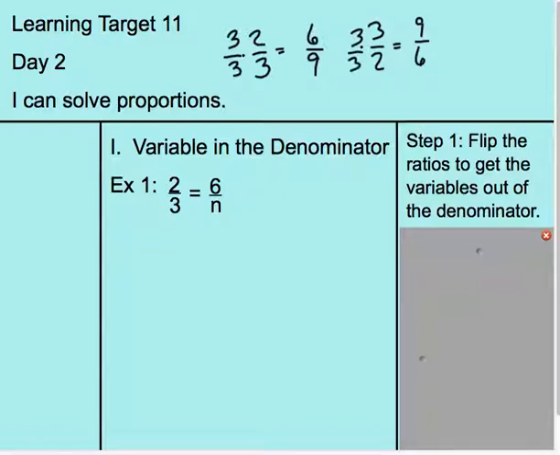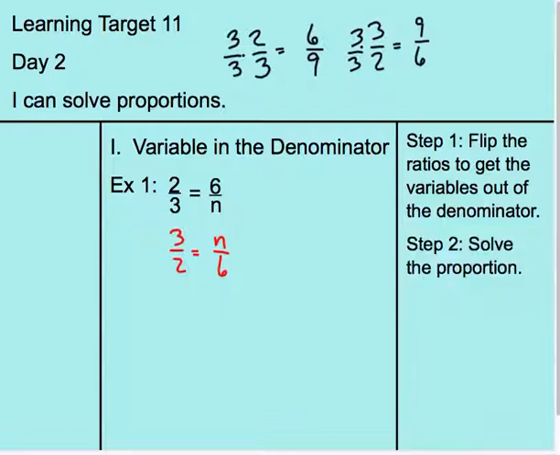So I'm going to flip the ratios, like I said, to get 3/2 equals n over 6. We already solved this one. That was my example that I just used. Notice the pattern that 2 times 3 equals 6. And whatever you do to one part of the fraction, you've got to do to the other. So if I take 3 times 3, I'm going to solve for n.